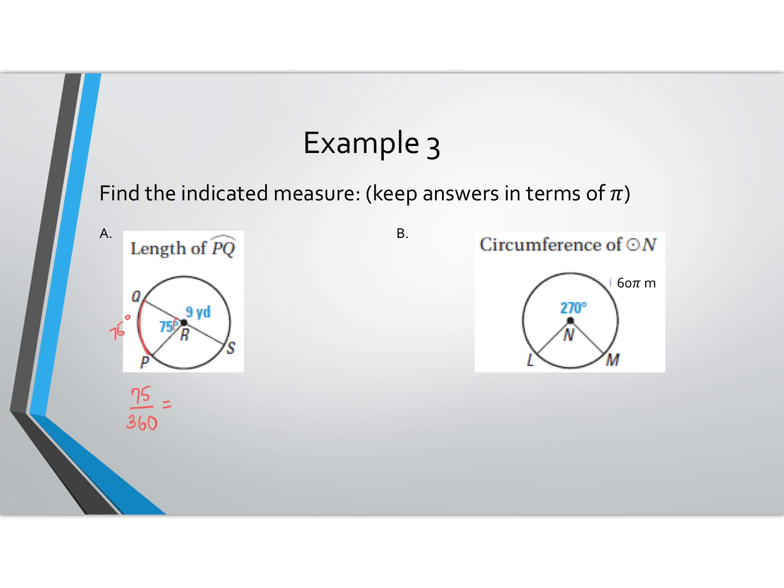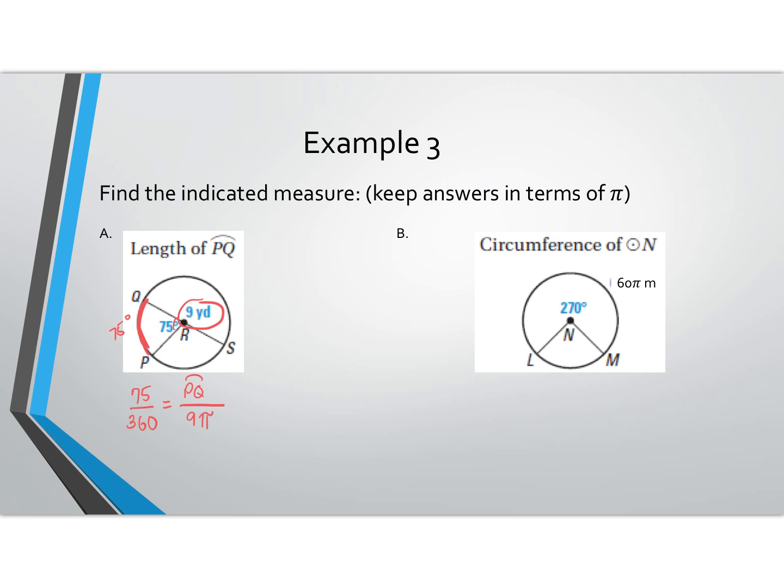Now, I can simplify this ratio a little bit if I wanted to. I could, for example, divide everything by 5 to make it smaller. But because I'm using a calculator, I don't really have to work that hard. I can just leave it at 75 over 360. Now remember that I'm looking for arc length PQ, which is this piece, and it's going to be a ratio over the entire circumference. The circumference is diameter times pi, or 2 pi r. Notice the diameter is 9, so I know that the circumference of this circle is 9 pi.